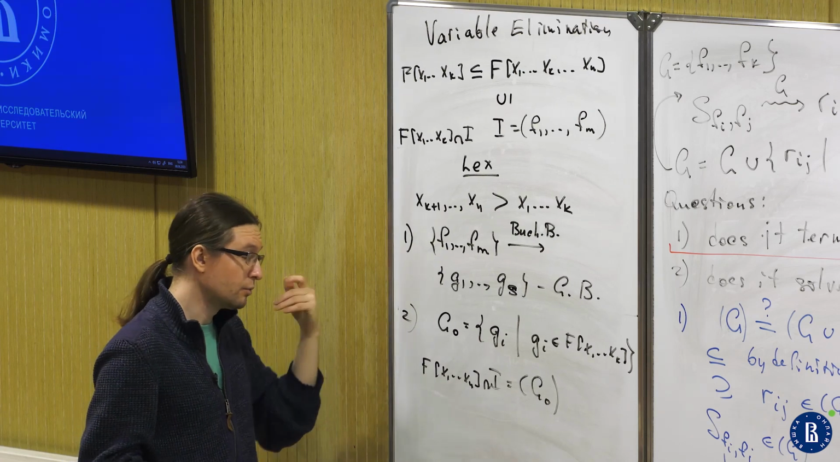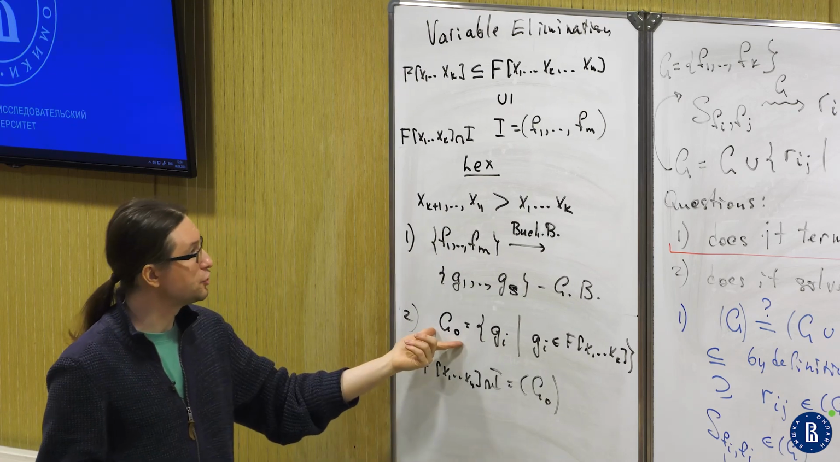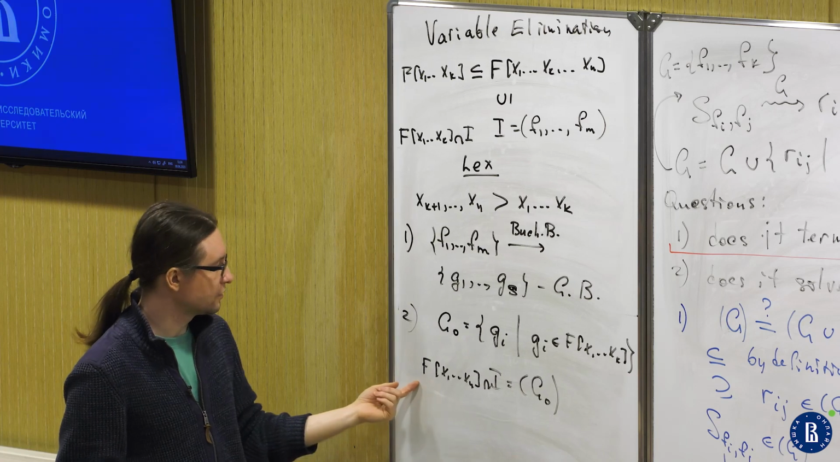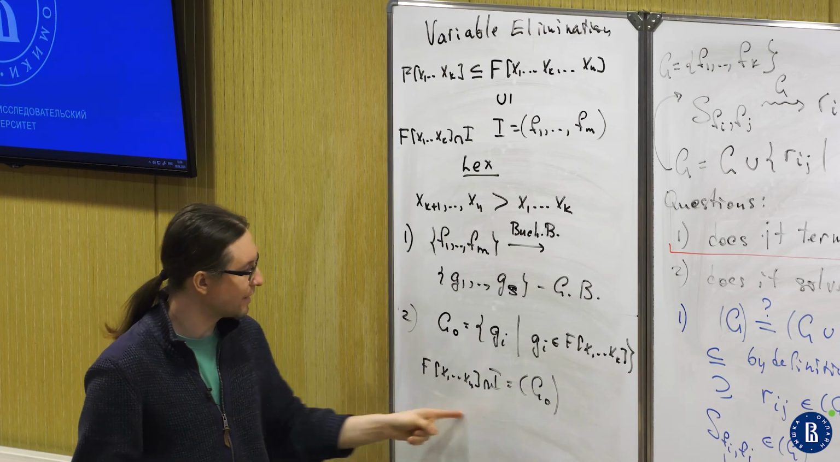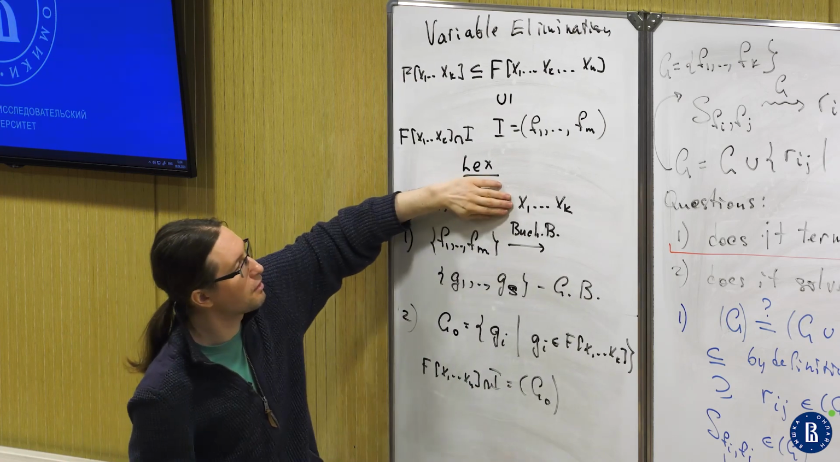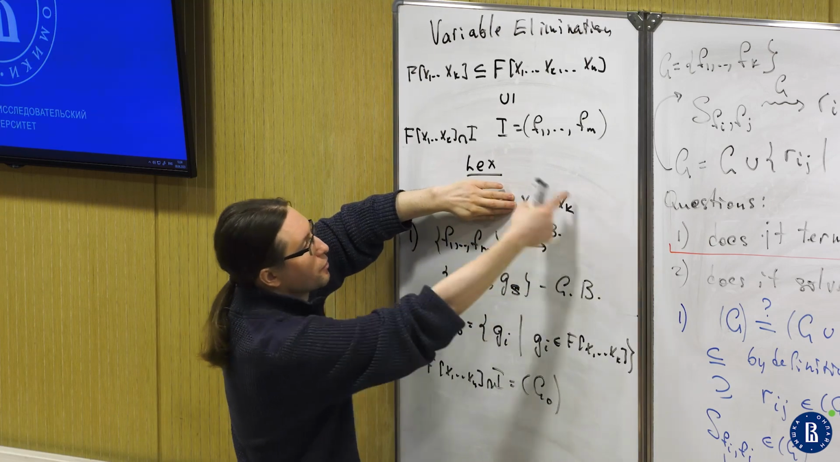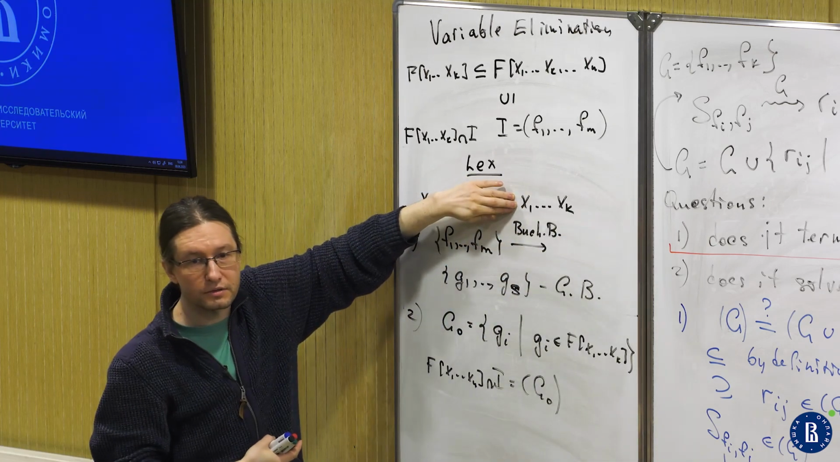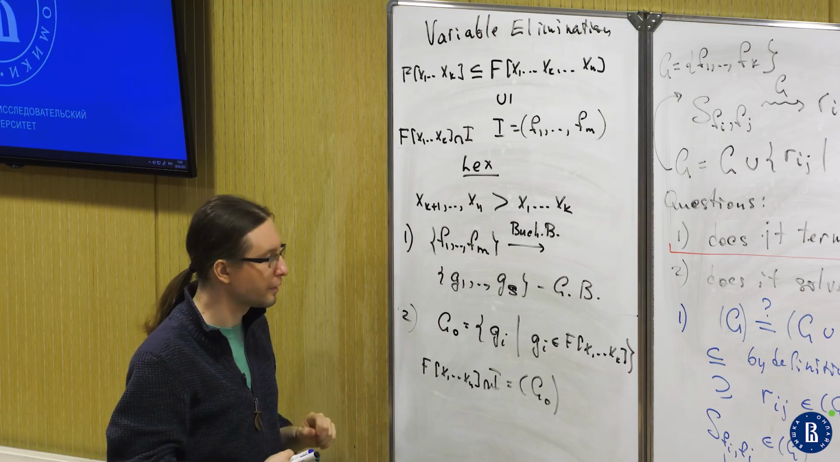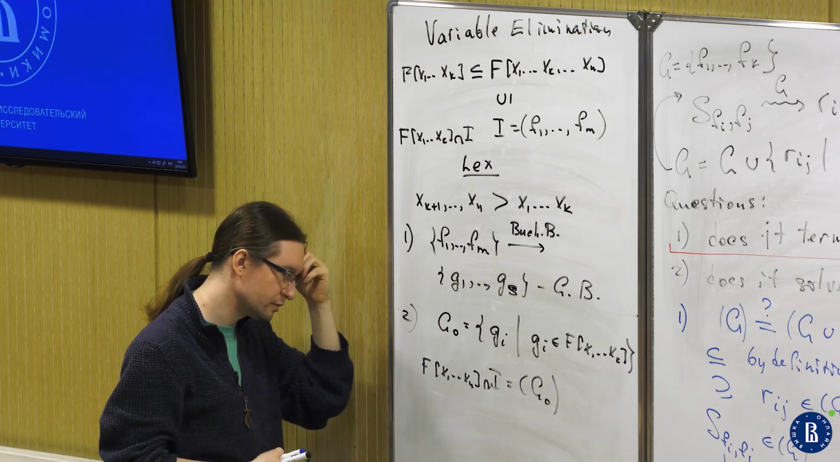Well, actually, we can even say more. The set G0 will be a Gröbner basis for this ideal with respect to the lexicographical ordering corresponding to the ordering of these variables. This is a stronger claim. So this is how to find this intersection.